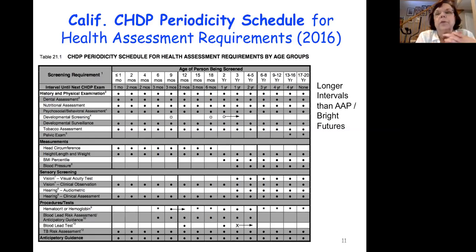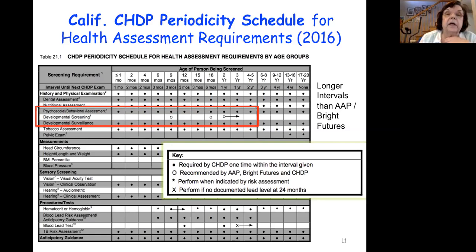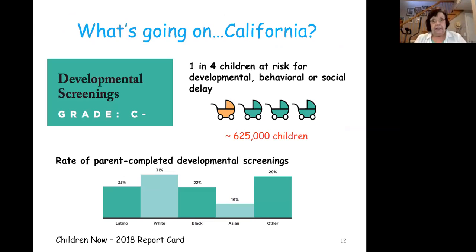Then also California, with the Child Health and Disability Prevention Program, that's what CHDP stands for, they have their adaptation of the periodicity chart, and it's similar in some ways, and also has recommendations and requirements. However, as you see there, developmental screening has one of these open circles. And so that means recommended to do, but it's not necessarily required to do, which I think brings us into some problems in California particularly. So what's going on in California?